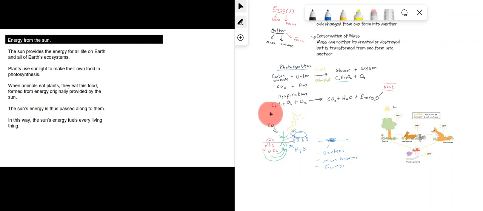So you can think about the energy from the sun being passed into the plant, the energy from the plant being passed into the animal, and the energy from this animal being passed on to the next animal when they eat it. So the sun's energy is passed along to them. You can think about it like the energy from the sun is being passed through this whole ecosystem. In this way, the sun's energy fuels every living thing. So basically, everything.